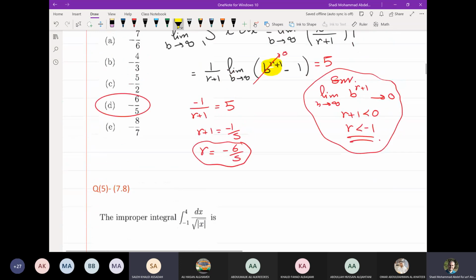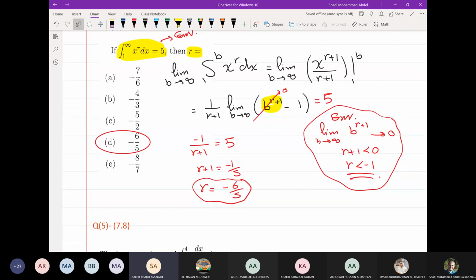Okay. It's clear. Is there another way to solve this question? I don't think so. What's the other way? No, I'm asking. If you suggest something, we can discuss it. But in my mind, I don't have any other technique.